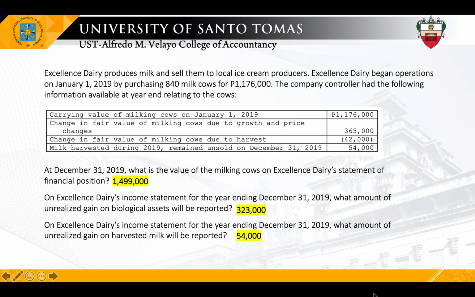What's our entry for this particular transaction? So for the 365,000 and 42,000 net of 323,000, our entry for that is debit to biological asset and credit to unrealized gain. And for the 54,000 harvest, we have debit inventory 54,000 and credit to unrealized gain for the same amount.